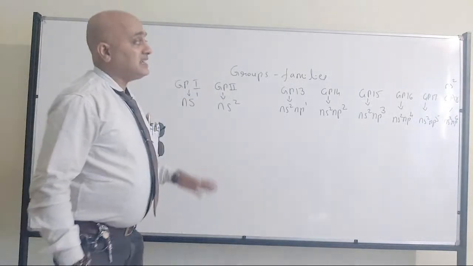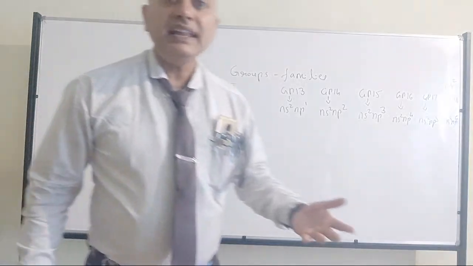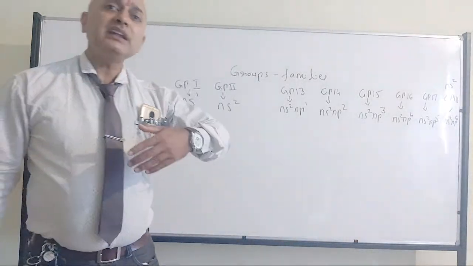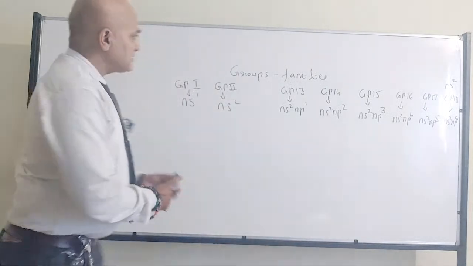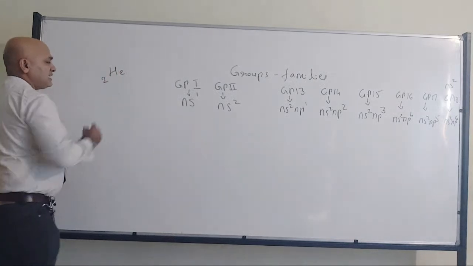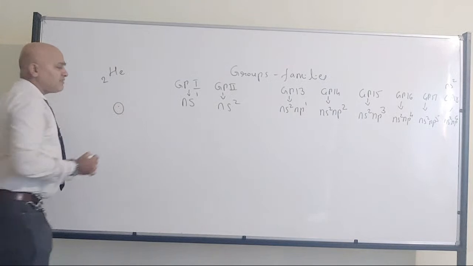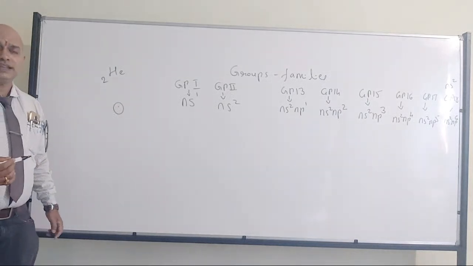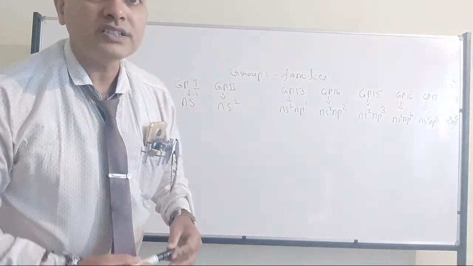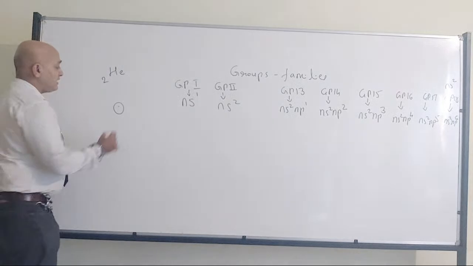The reason is very simple. Helium has attained ns2 electronic configuration and it has a completely filled orbital. Because helium, what is the atomic number? Atomic number is 2, right? So therefore, only energy level 1 is available in helium. In the ground state of helium, only energy level 1 is available.